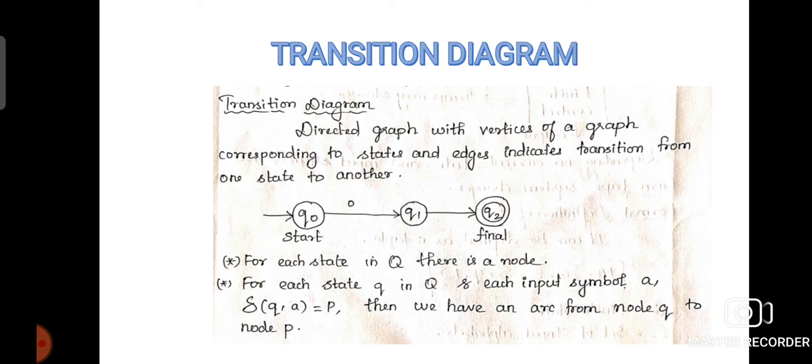Here q0 is the starting state, and the edge from q0 to q1 has the label 0. It represents that by consuming the input symbol 0, the system is changing from q0 to q1. In this way we will represent the state change, and q2 having the double lined circle represents that q2 is the final state.